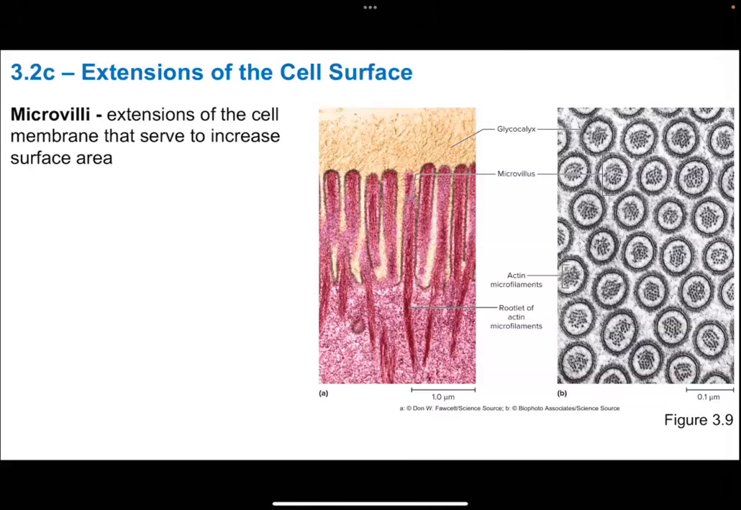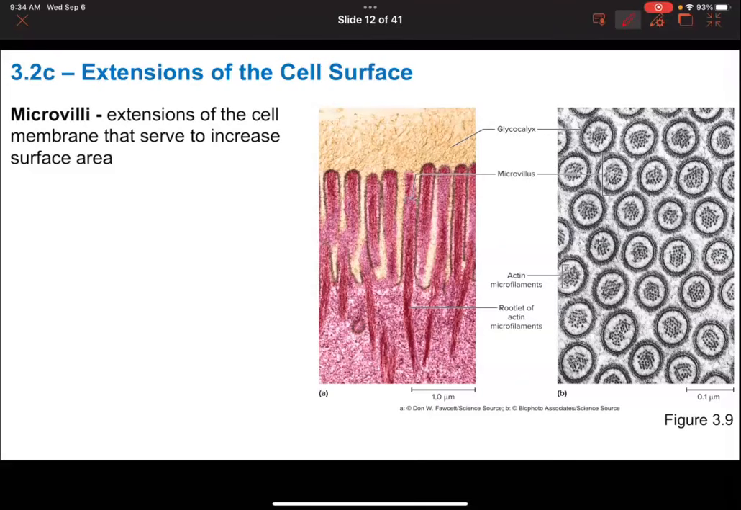These microvilli are extensions of the cell membrane, and the purpose is to increase the surface area of the membrane. You can see here in this image, these microvilli are like long fingers projecting from the cell. What this does is allow more exposure to the extracellular fluid. So here's the extracellular fluid, and you can see that by having these extensions, there's more surface area exposed to this extracellular fluid.